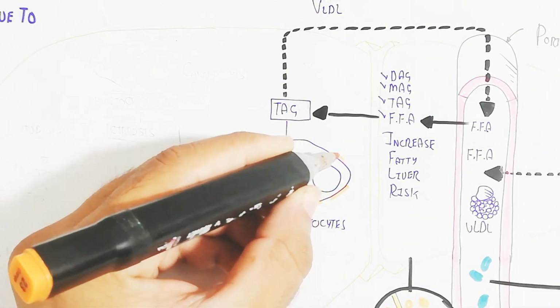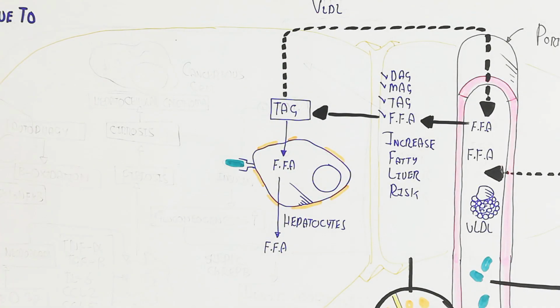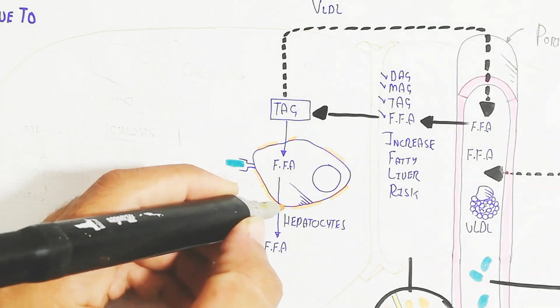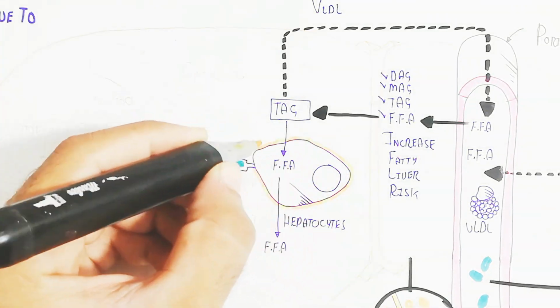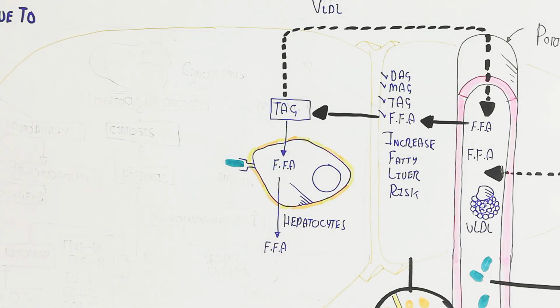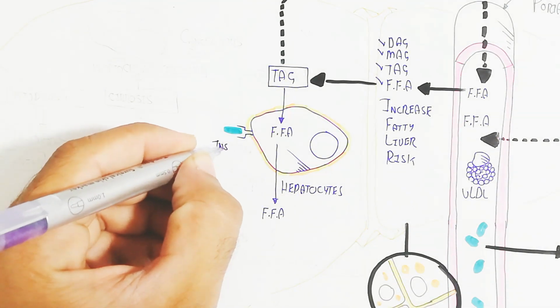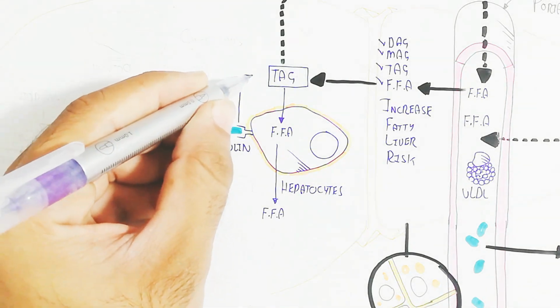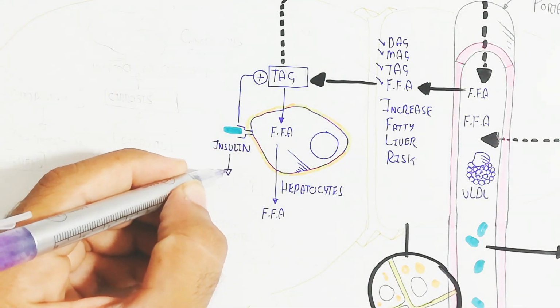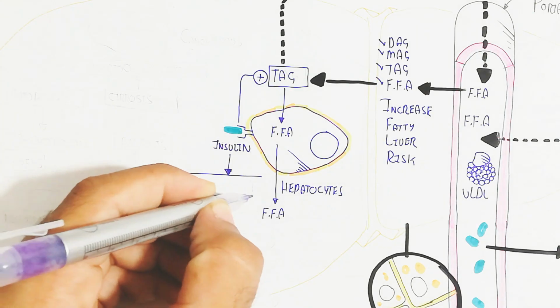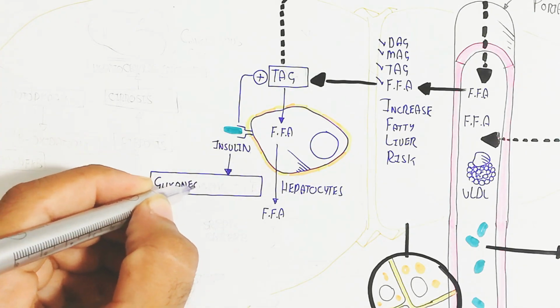So the beta oxidation and ketogenesis will occur because the glucose is no longer important for our body. The beta oxidation and the ketones are used as energy, while the hyperglycemia will lead to glycosuria and polyuria and polydipsia and polyphagia. So this is the insulin.